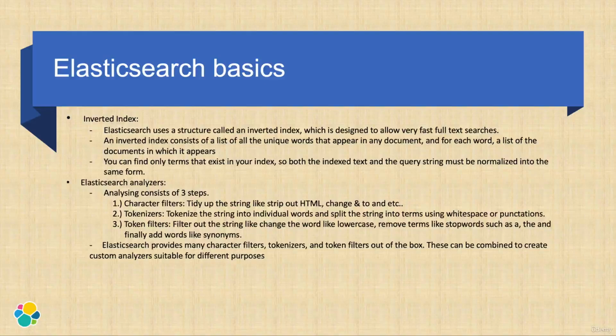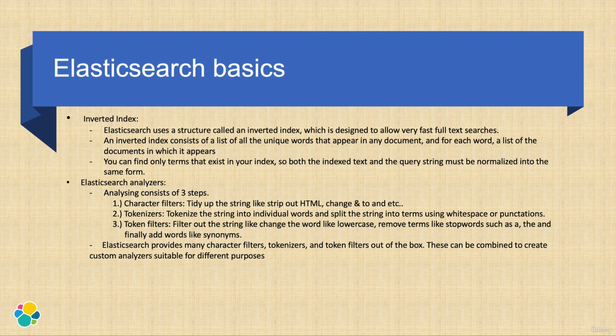There are some important concepts in Elasticsearch, and one of them is the concept of the inverted index, which allows fast full-text searches. An inverted index consists of a list of all the unique words that appear in any document, and for each word, a list of the documents in which it appears. You can find only terms that exist in your index, so both the index text and the query string must be normalized into the same form.